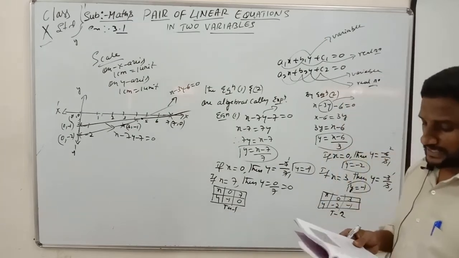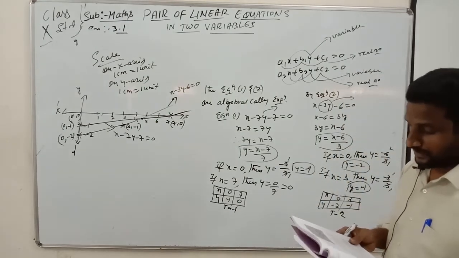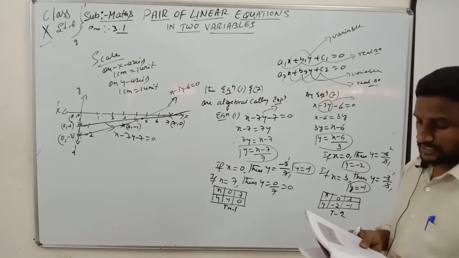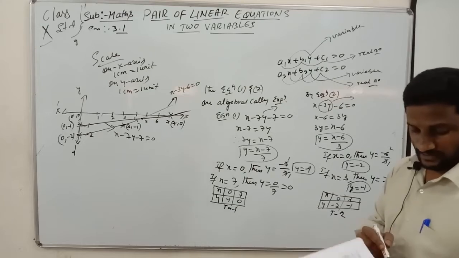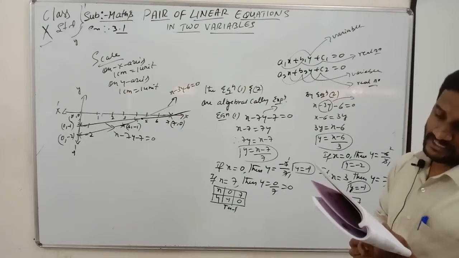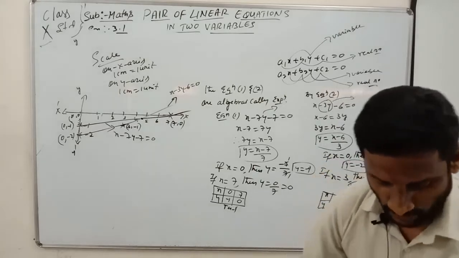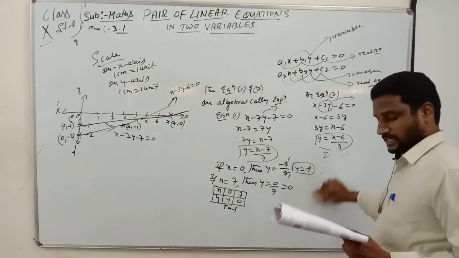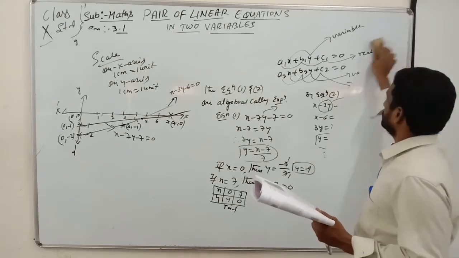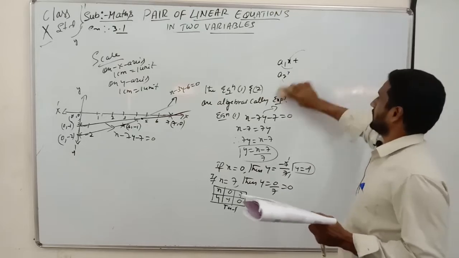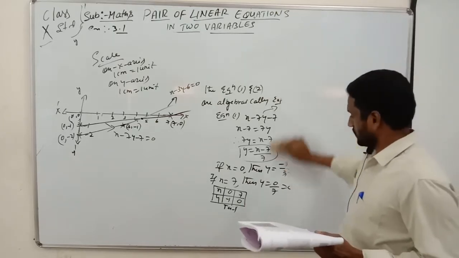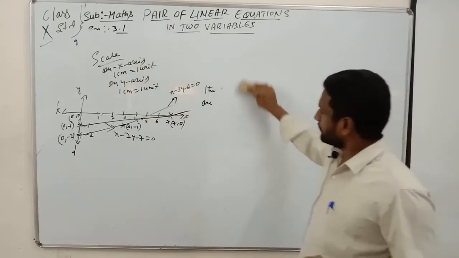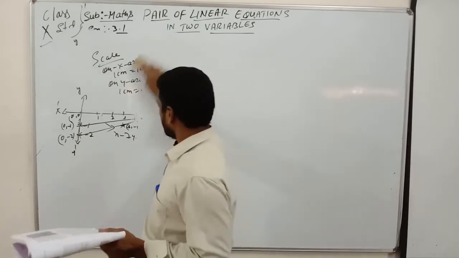The coach of a cricket team, the lady coach, buys 3 bats and 6 balls. Together the cost is 3,900. Then what is the cost of each bat and each ball? We don't know the cost of each ball and each bat. Then how do you take the values? Let the cost of each bat be x rupees and the cost of each ball be y rupees.